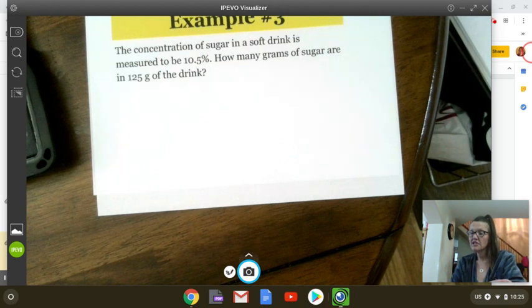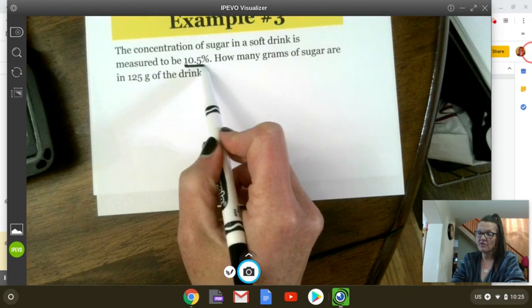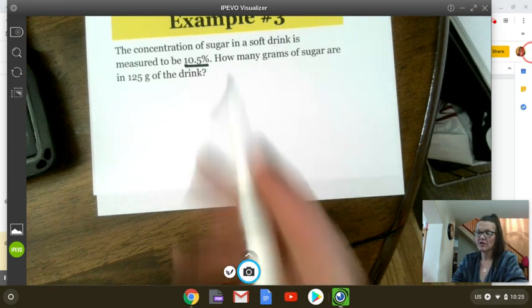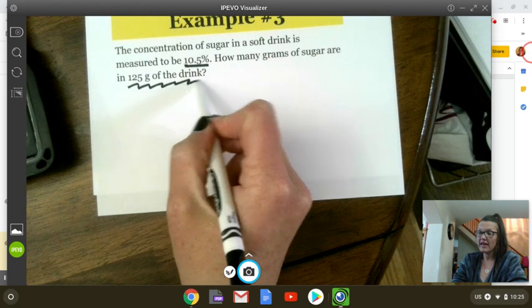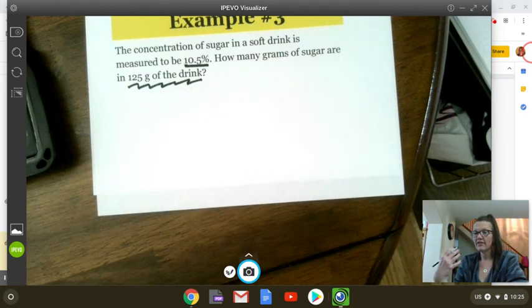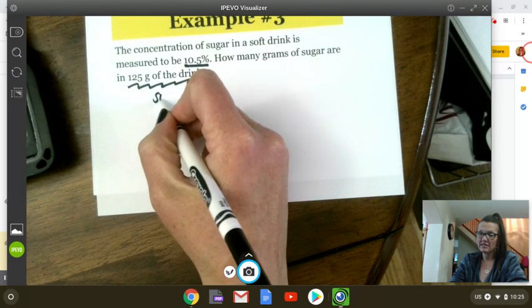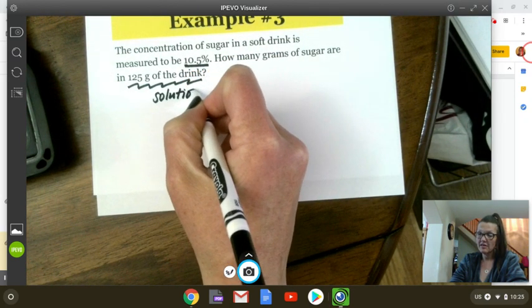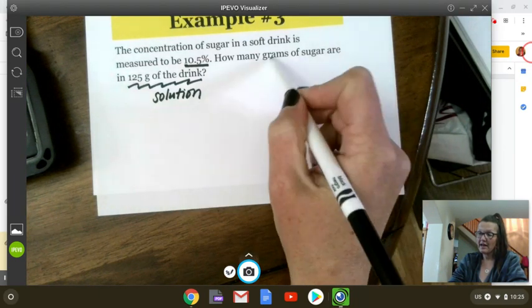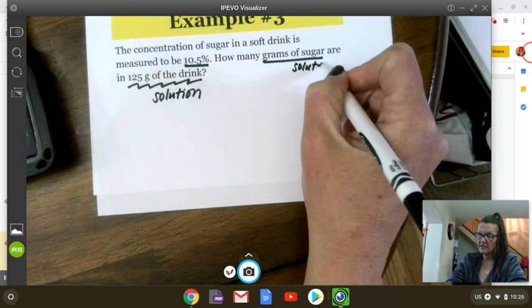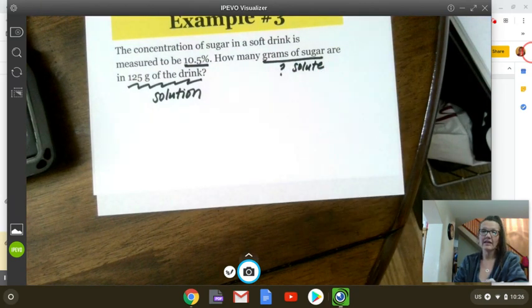The concentration of sugar in a soft drink is measured to be 10.5%. So there's our percent solution. How many grams of sugar are in 125 grams of the drink? So the drink would be everything all mixed together, the water and the carbon dioxide and the sugar and all that. So this 125 grams of the drink is going to be our solution. And then the grams of sugar or the solute, what we're looking for, that's our unknown in this case.